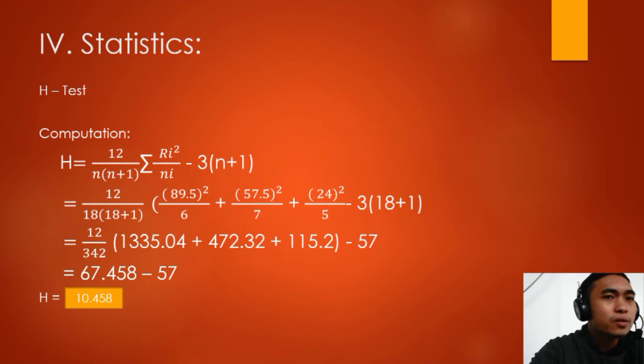As we said a while ago, this is the formula of our computation. H equals 12 over N, open parentheses, N plus 1, the summation of the ranking of each method squared over the number of observations on each method, minus 3, open parentheses, N plus 1, close parentheses.